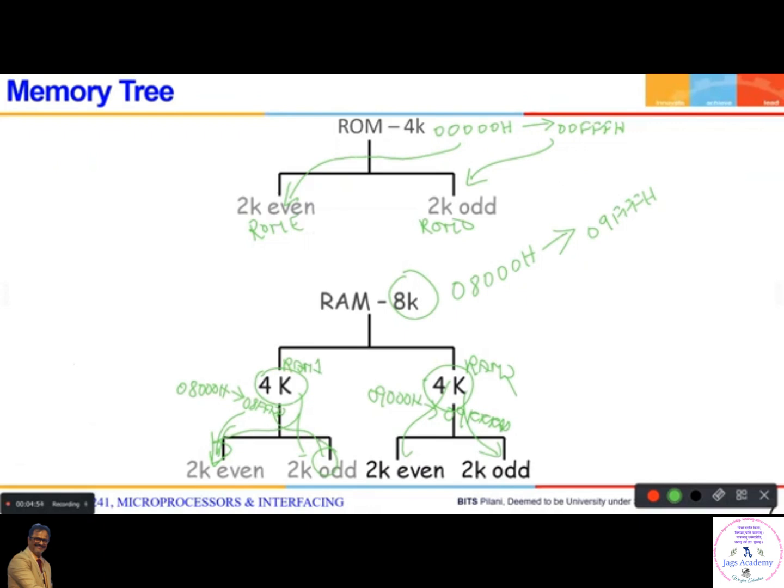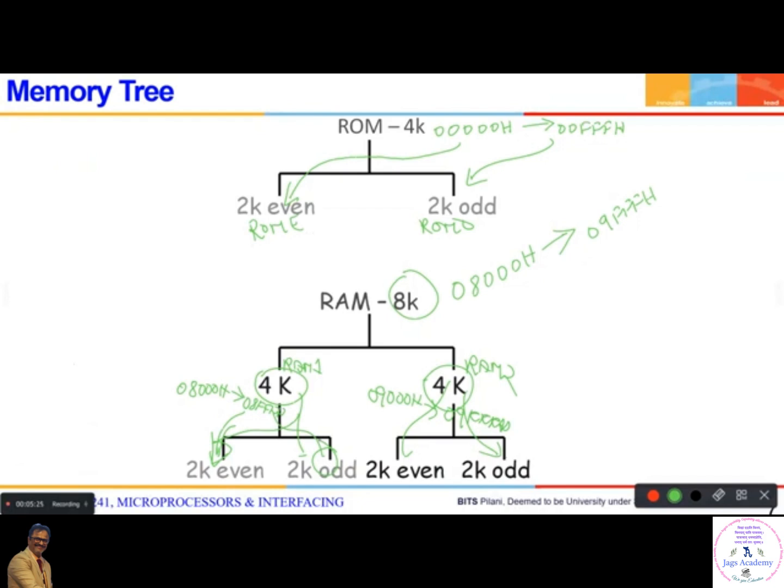Now, one by one, we will see this. This is RAM 1 even. This is RAM 1 odd. Okay, we can name these chips. You can name these chips as this particular memory chip is RAM 1 even. This particular memory chip is RAM 1 odd. This is RAM 2 even, RAM 2 odd. So totally how many memory chips are we going to use here? Total six memory chips.